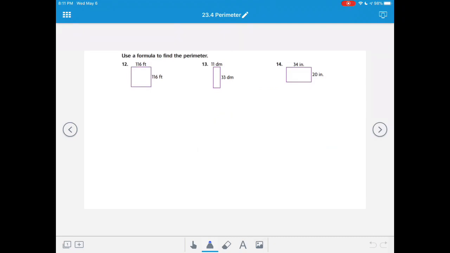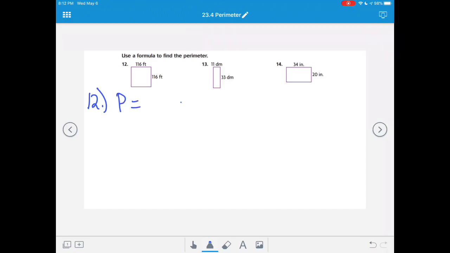All right, this next set of directions says use a formula to find the perimeter. These are our special situations where we have squares and rectangles that have a special formula. So we're going to go ahead and solve just 2 of these. We'll solve 12 and 13.